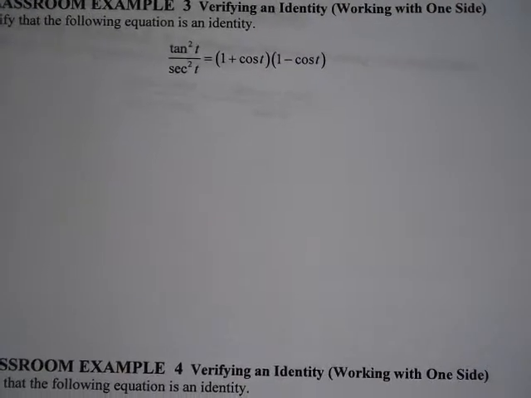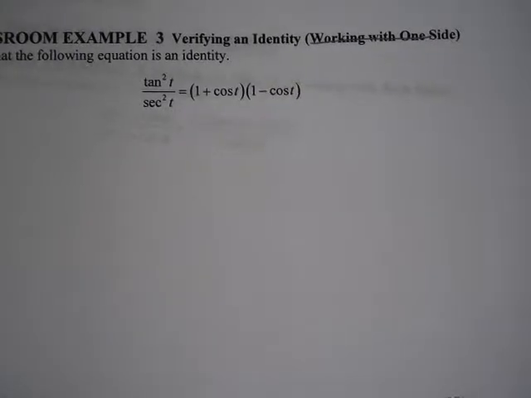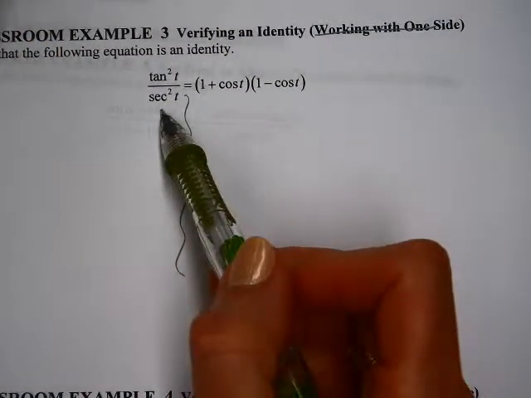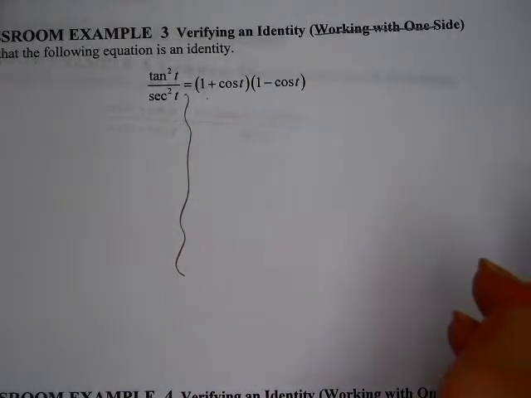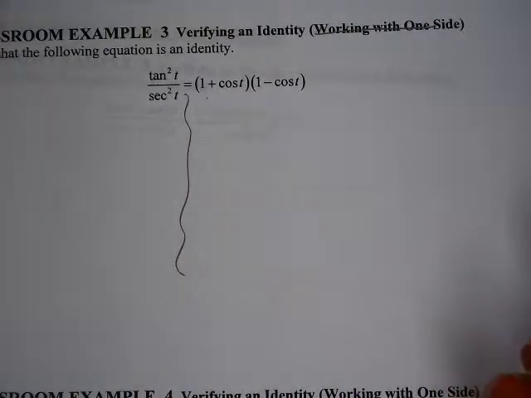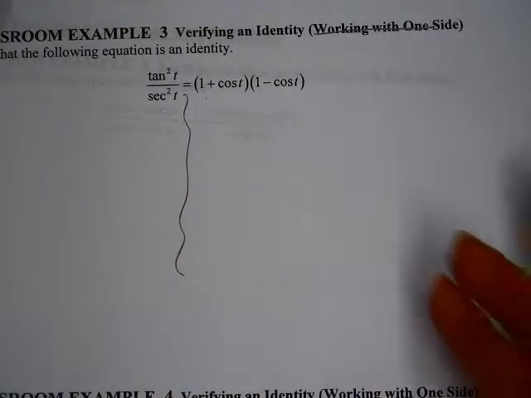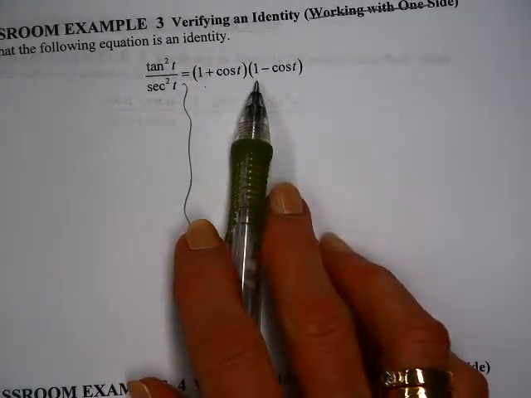All right, here's another one. And again, it doesn't matter if you work with one side or two sides, so I'll scratch that out. It doesn't really matter. All righty, and this is what we've got. Tangent squared over secant squared equals 1 plus cosine times 1 minus cosine. I'm not even sure which side looks more complicated, because one of their hints was to work with the most complicated side. They both look pretty raunchy to me. But maybe FOIL this out, get rid of those parentheses. Let's do that. So let's FOIL that out.